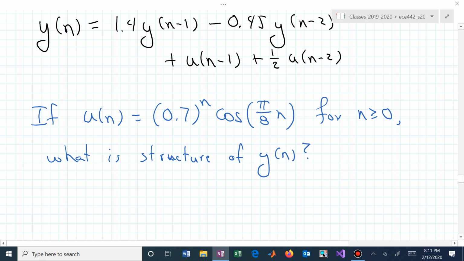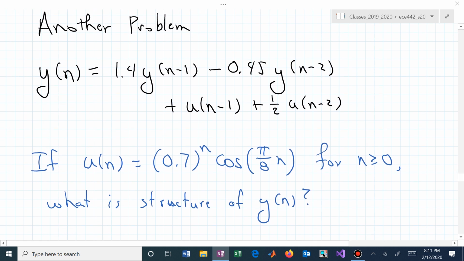How would you approach this problem? Euler's version of cosine. So now would we need to worry about Euler and cosine? What is the structure of y of n? We now have a forcing function. And what else do we know? We have a system. That system naturally shakes, has natural modes, determined by what?